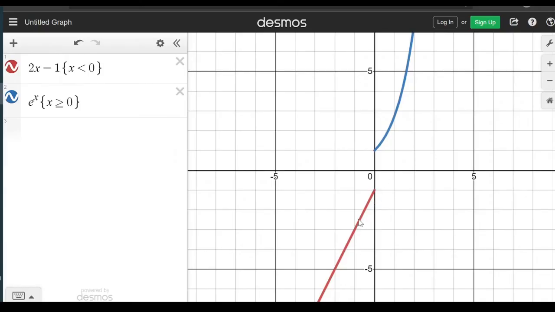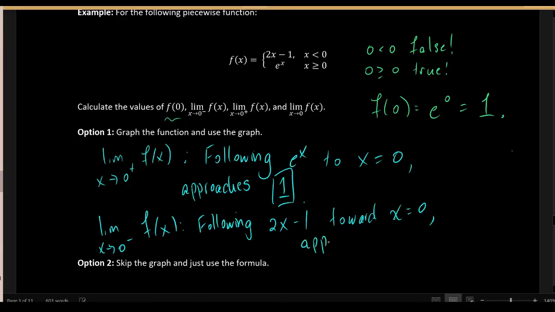If we approach 0 from the left side, then we're approaching 0 along the red curve, along the graph of 2x minus 1. We're approaching a y value that's equal to negative 1. So then what can we say about the two-sided limit? Well, our two one-sided limits didn't agree. They didn't equal the same number. And therefore the two-sided limit just doesn't exist.